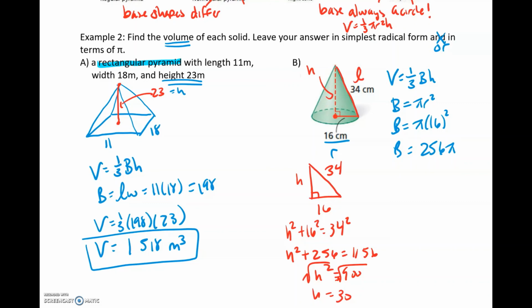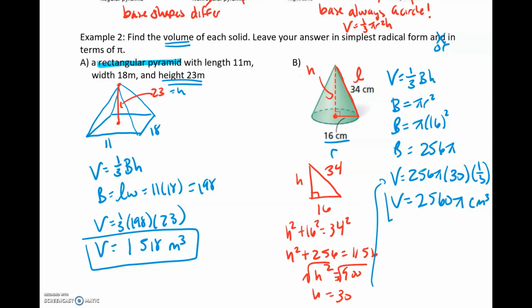And once we know h, just put it back here into volume. So volume is going to be 256 pi times 30. And you don't have to find capital B on its own. I was just showing you we can find that right away. You can do it all in one step if you'd like. But let's go ahead and finish this off. Oops, and I forgot my 1/3. That's important. So we're going to do 1/3 of 30 times 256 pi. So that will be 10 times 256, or 2,560 pi. And don't forget your units, cubic centimeters.